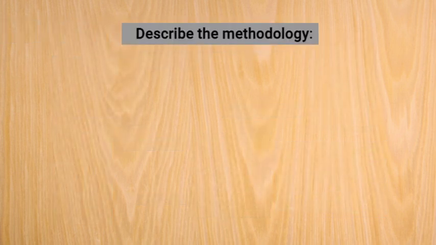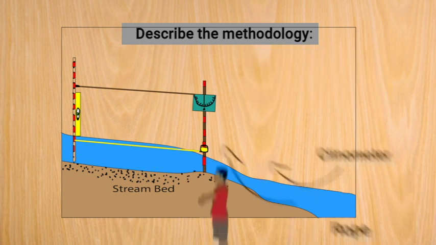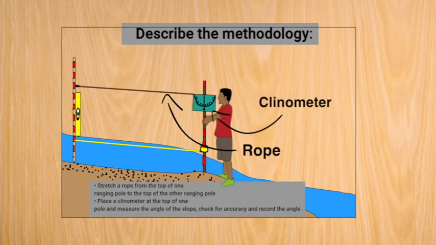When we are measuring the gradient of the slope, you place a ranging pole at each break off in the slope. Use a measuring tape and measure the distance between the two ranging poles and record it. Stretch a rope from the top of one ranging pole to the top of the other ranging pole. Place a clinometer at the top of the first pole and measure the angle of the slope. Check for accuracy and record the angle of the slope.